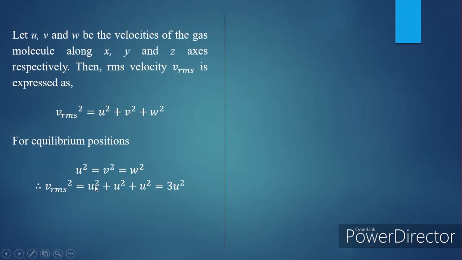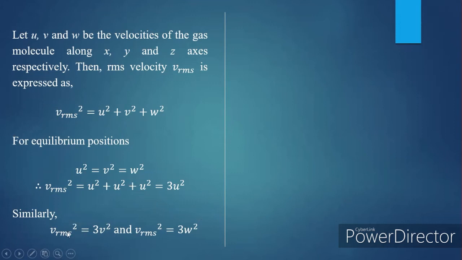For a single molecule, you resolve the velocity into three components: one component along x-axis, U square, one along y-axis, and another along z-axis. Similarly, you can get V RMS square equal to 3V square, and V RMS square equal to 3W square. So V RMS square is nothing but V average square. We have proved that while deriving the expression for V RMS. So this expression is true. V RMS square is equal to 3U square, or otherwise 3V square or 3W square, where V is the velocity along y-axis and W is the velocity along z-axis.